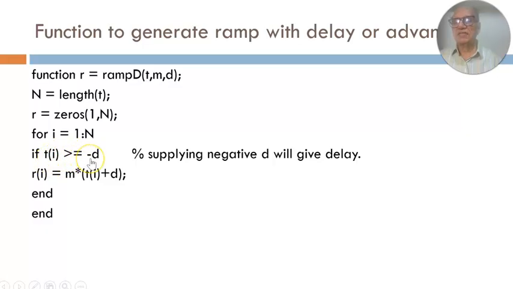is greater than or equal to -D. Now note here we have written -D. So if D itself is negative, for example, if D is -2, then this quantity will be +2. And we are saying if T(i) is greater than or equal to +2, then you generate your straight line, which means it's a delay. So instead of starting from 0, it will start from 2 seconds. So if D has a negative value, it means delay. If it has a positive value, then it means it's an advance. Then use your straight line equation, m into (T(i) plus D). That is your straight line equation.